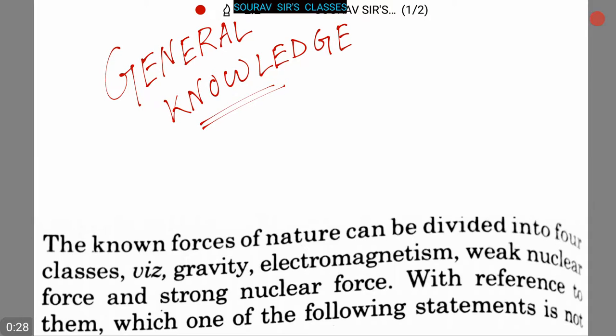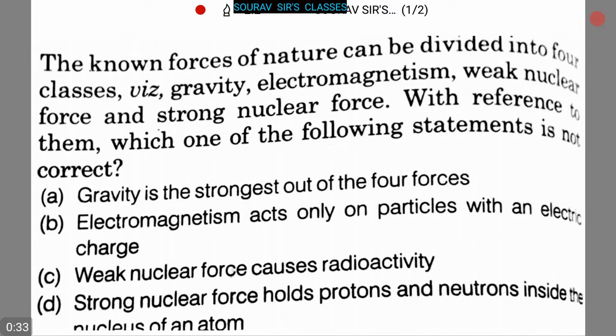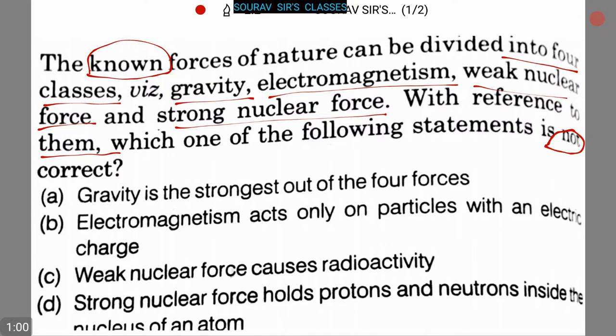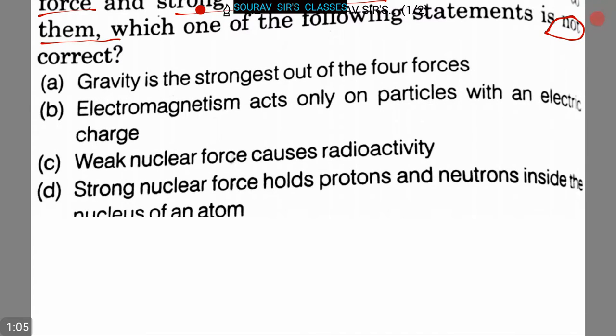Today we are discussing some questions on general knowledge, and here is one of the most interesting questions. The question is, the known forces of nature can be divided into four classes: gravity, electromagnetism, weak nuclear force and strong nuclear force. With reference to them, which one of the following statements is not correct? Now here four options are given.